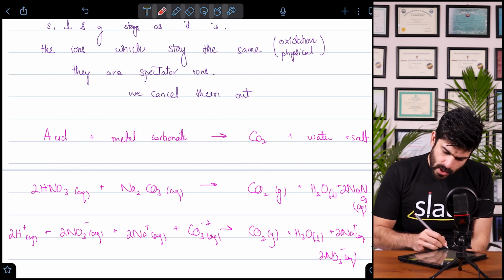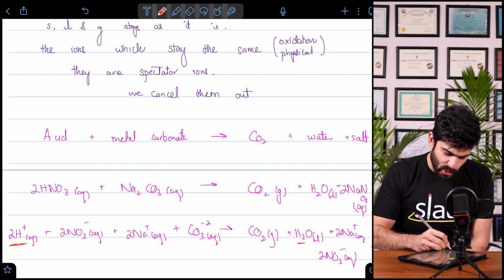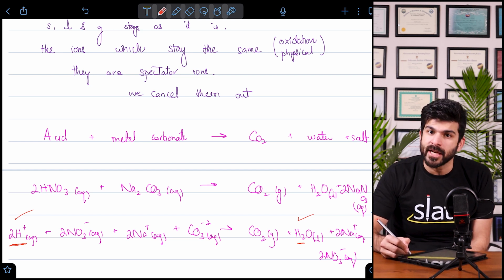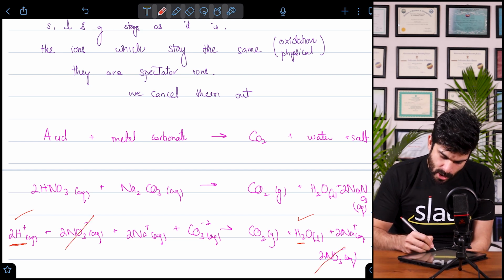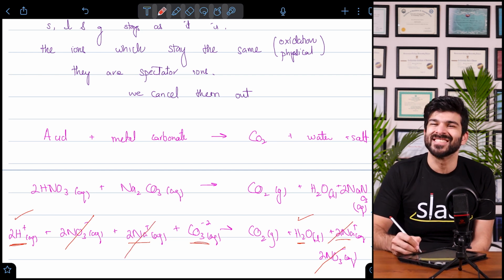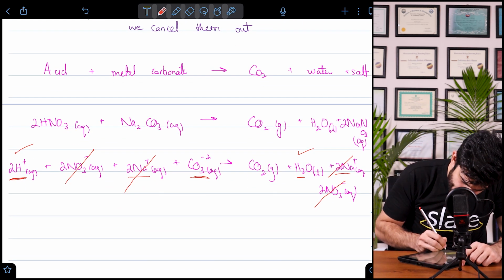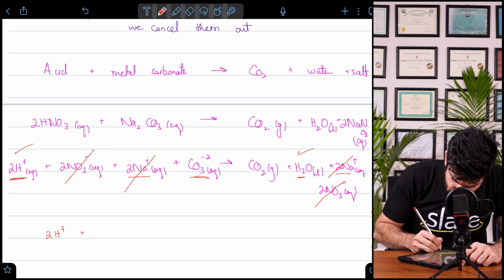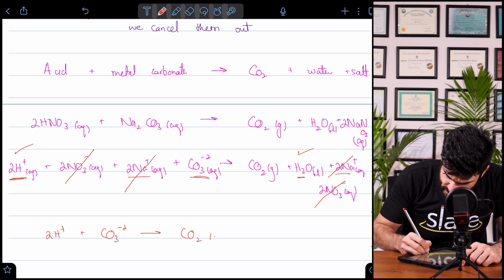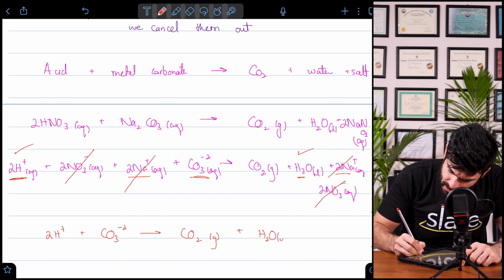What will we do? We have hydrogen here as a positive ion. We have hydrogen in water in liquid state, so this will stay. We have 2 nitrate ions here as aqueous, 2 nitrate ions here as aqueous. Cancel, cancel. 2 sodium, cancel, cancel. Carbonate is aqueous, carbon dioxide is gaseous with no charge, so this will stay. So the final ionic equation will be 2H plus and carbonate ion forming carbon dioxide plus water. The state symbols are very important.